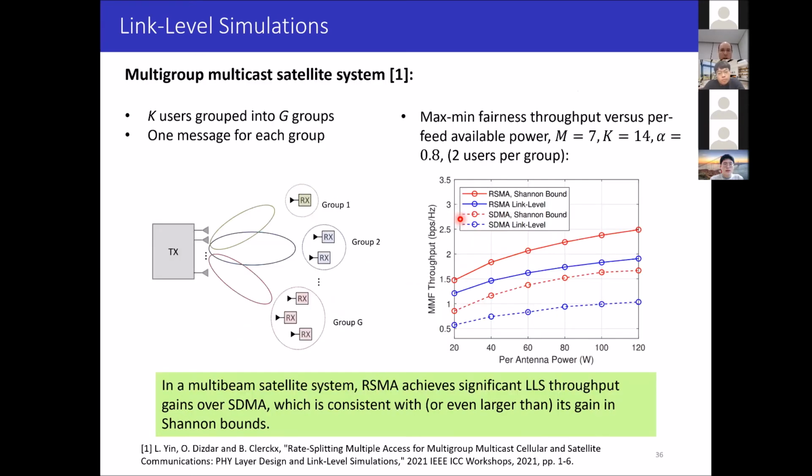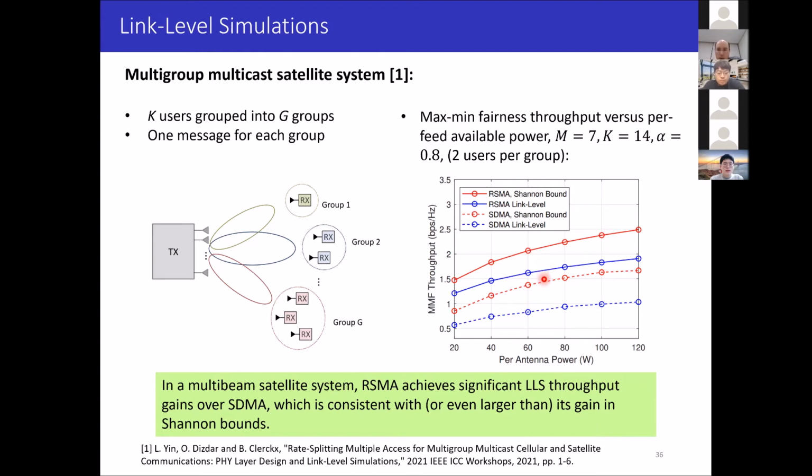Now you can apply this to a satellite context where you have exactly the scenario that I showed you earlier on, where you have those G beams here, and you have multiple users in each of those beams. And so instead of having Gaussian signaling and infinite block lengths, you now run the link level simulations on a satellite setup with 7 beams and K equals 14 users, and you can again contrast the performance you get with the Shannon bound versus the one you obtain from the link level simulation. So in red, we have the Shannon bounds.